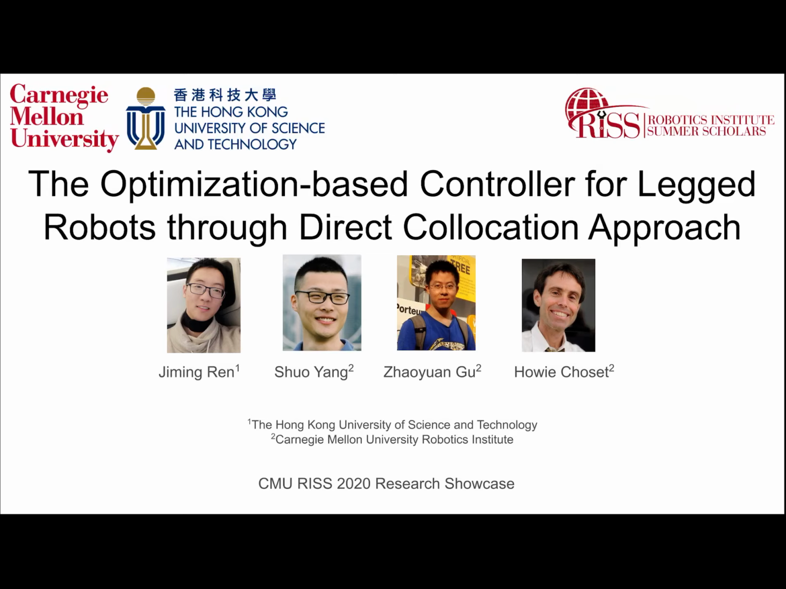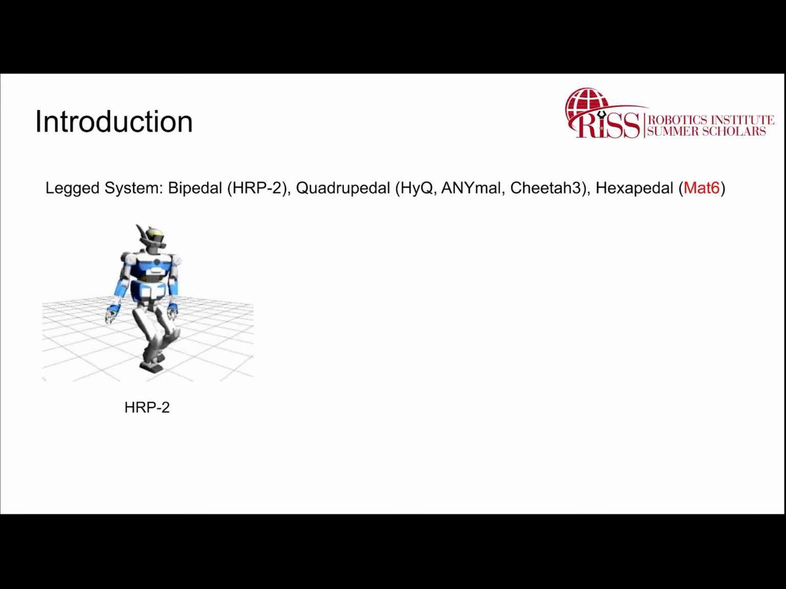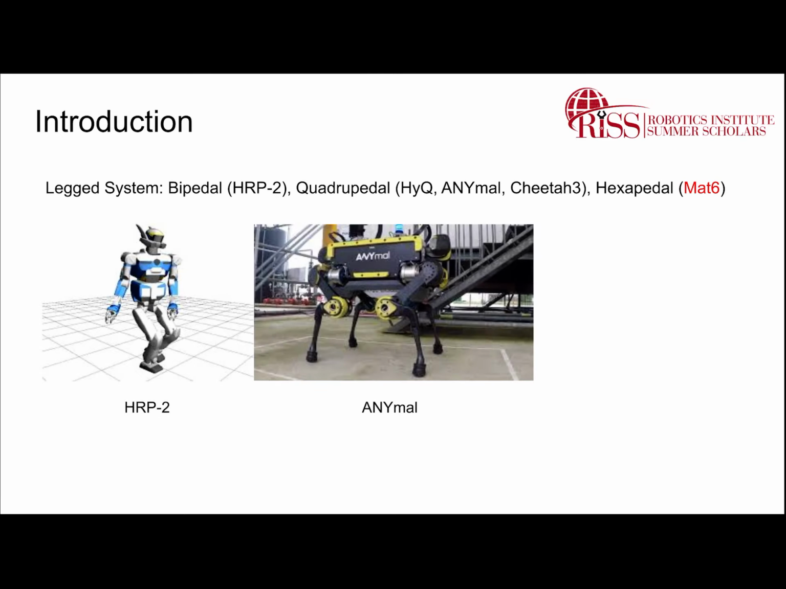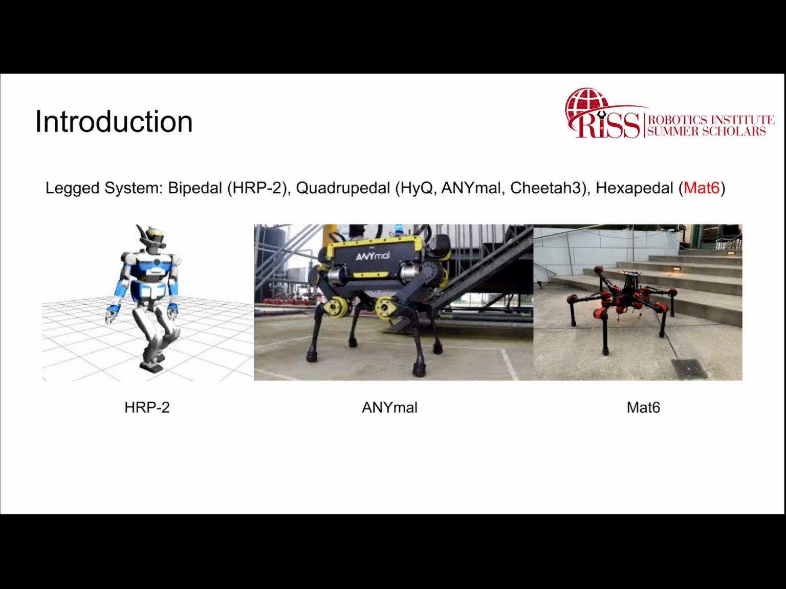My research topic this summer is the optimization-based controller for legged robots through direct collocation approach. Currently, we have multiple legged systems used in the research, and we can group them by the number of legs they have. Examples are the bipedal robot like the HRP2, quadrupedal robots like ANYmal, and hexapod like Mantis 6, which is also the testbed for our research.